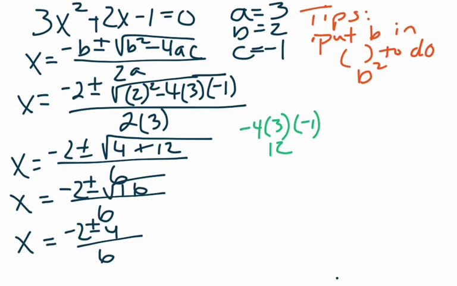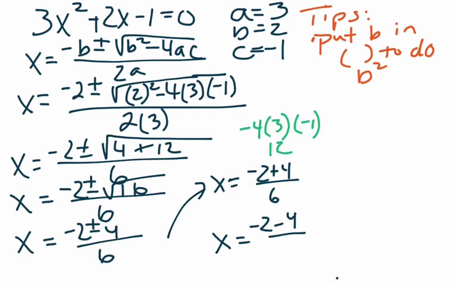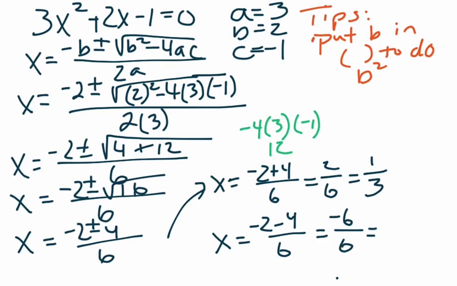So at this point, I'm going to split it up into 2 problems, and I'm running out of space. One of those is going to be an addition problem, and the other one is going to be a subtraction problem. When I add them, negative 2 plus 4 is 2. And then I'll simplify that. 2 over 6 is 1/3. Here, negative 2 minus 4 is negative 6. And then negative 6 over 6 is negative 1. And you probably get an idea of why I don't like this.